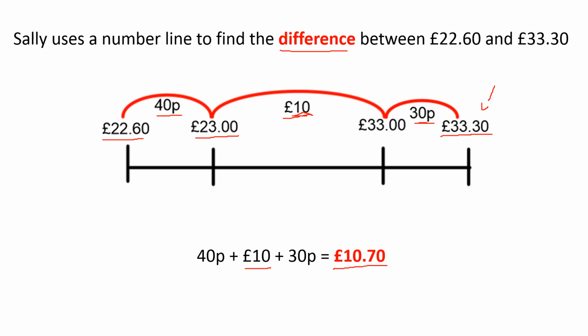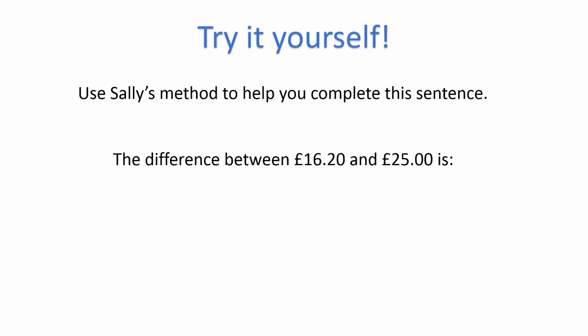Did you have another method of working this out? You can write it down and you can take a picture and show me. So you could have also done £33.30 take away £22.60. Now you can use Sally's method, the number line method that we just went through, to try it yourself.